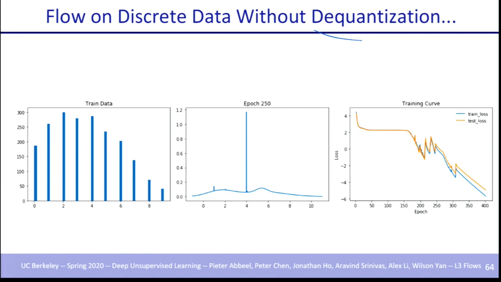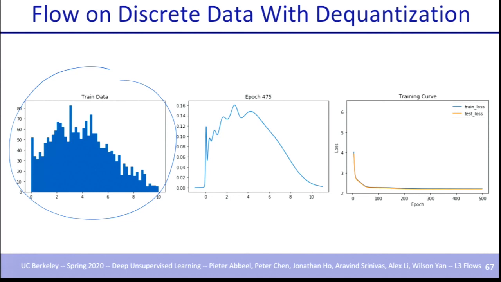Once you dequantize your training data, this is what you get, the dequantized version of your training data. You train on that, and you actually get a density here that is effectively the kind of density that you want, instead of this weird peak density. Any questions about this? Yes?